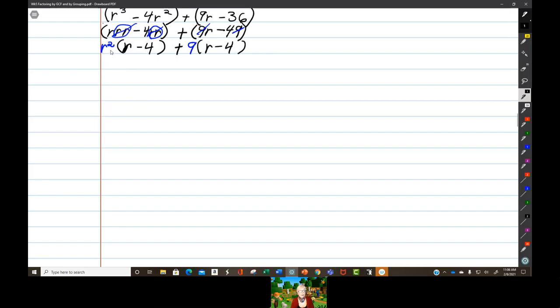Here I've got R squared multiplied by parentheses R minus 4. That is, I have a monomial times a binomial. Remember when we talked about polynomials, we said that a term consists of numbers and letters that are multiplied together. Here you've got two things that are multiplied together, R squared and R minus 4. That makes this a term. This is one term. Same thing here. You've got this number, which is a monomial, times a binomial R minus 4. You've got two things that are multiplied together, so you've got a term.